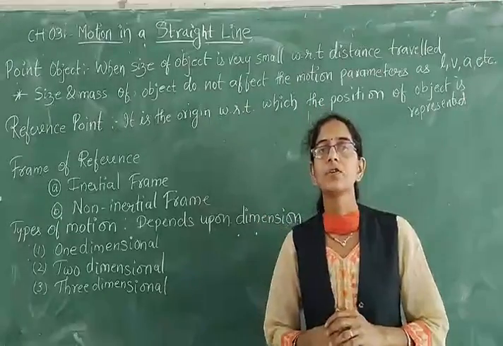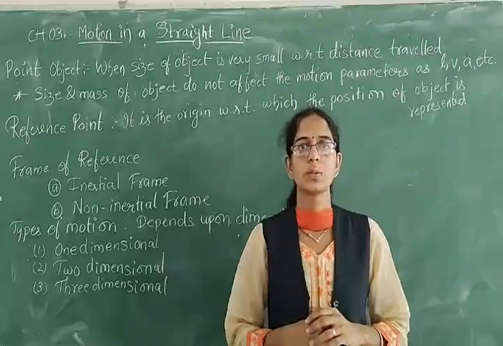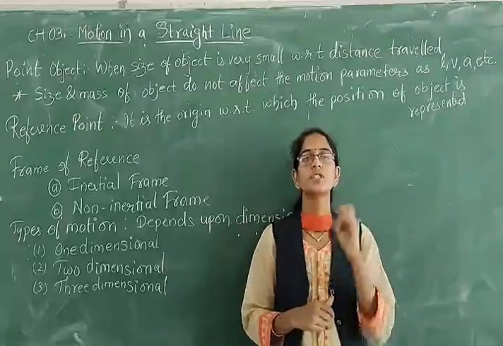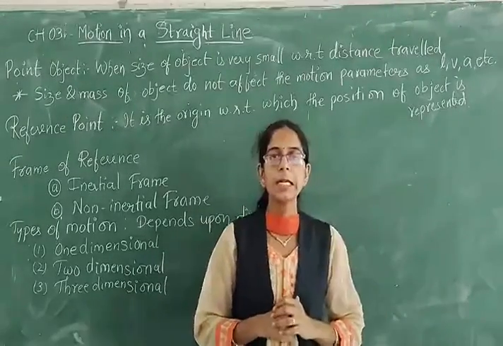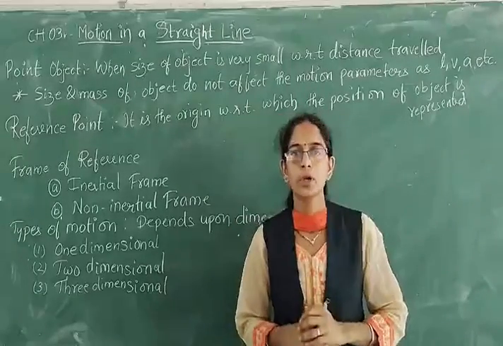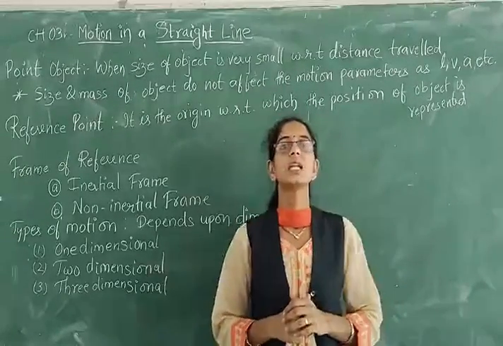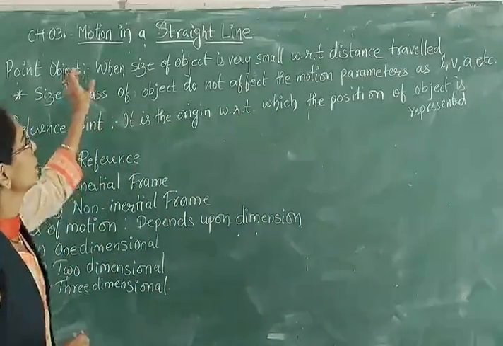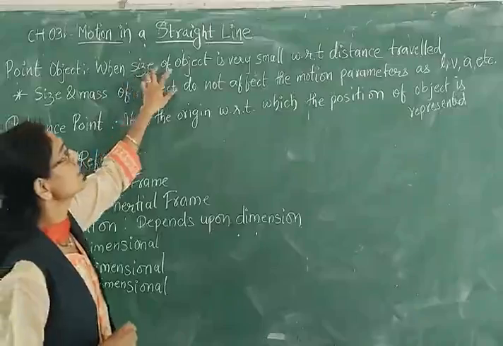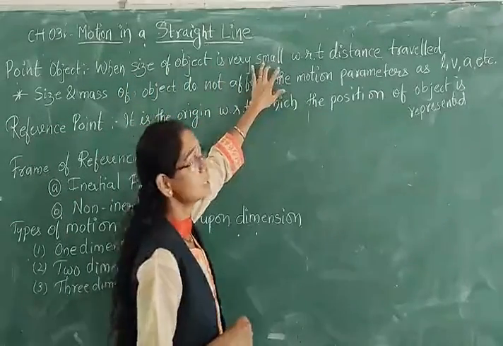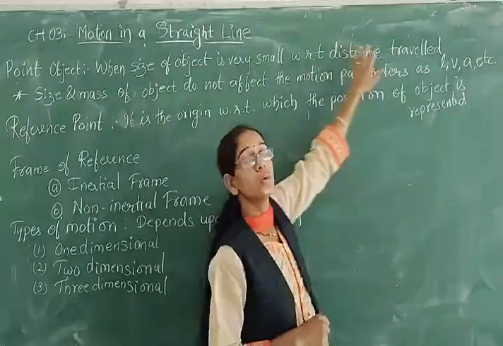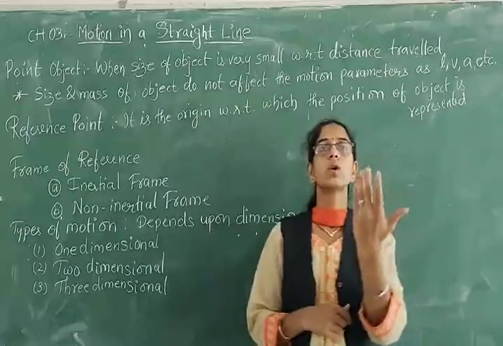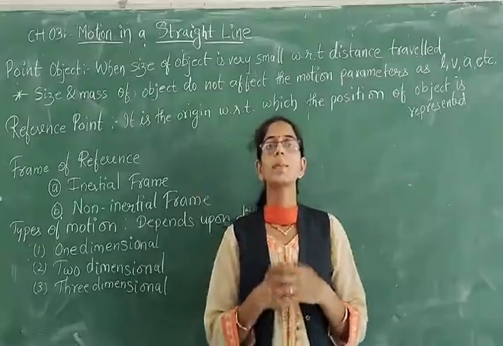So, till now I have used the term object. But when we are concerned with this content, instead of just considering an object, we will take the object to be a point object. So what is meant by a point object, we will see here. A point object is an object wherein the size of the object is very small with respect to the distance it travels. Whatever object you observe, it may be of different size.